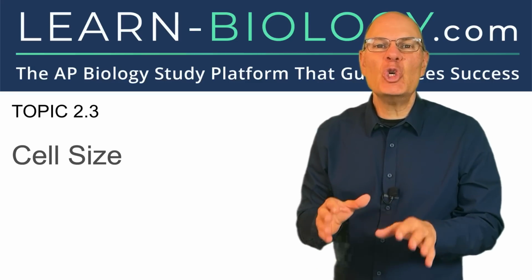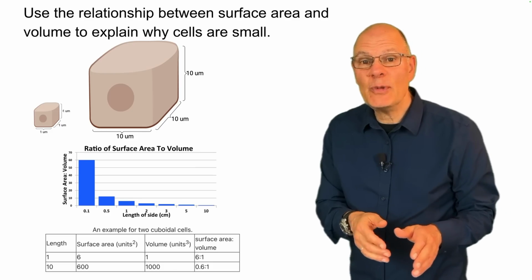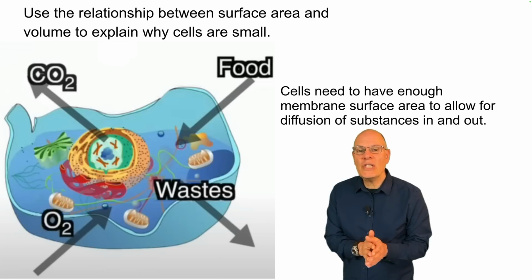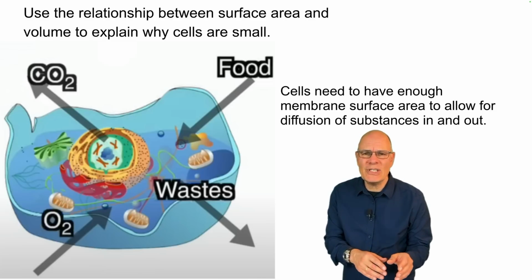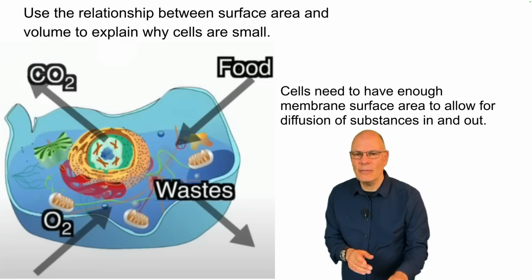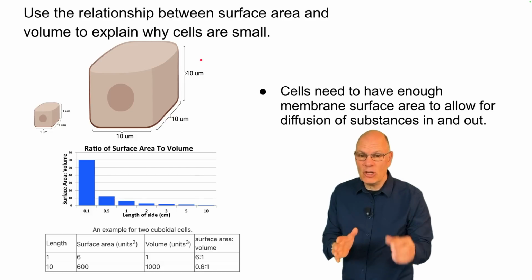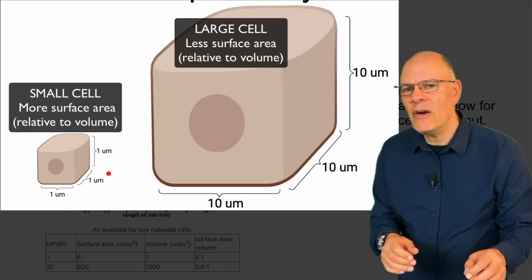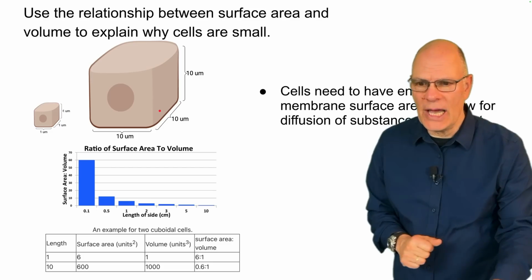AP Bio topic 2.3, cell size, an essential topic. Use the relationship between surface area and volume to explain why cells are small. Cells need to have enough membrane surface area to allow for diffusion of substances and molecules in and out. Everything that gets into a cell gets there through the membrane. And it might be counterintuitive, but a small cell has much more surface area relative to its volume than a large cell does. Let's look at the math.